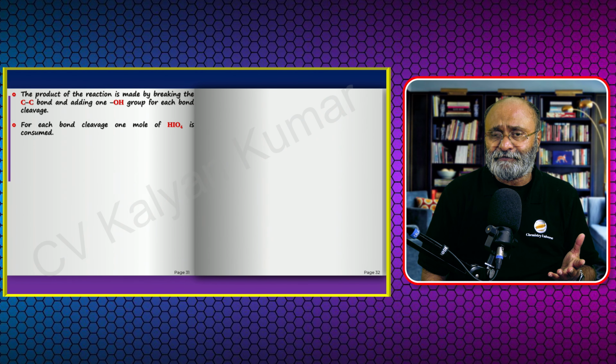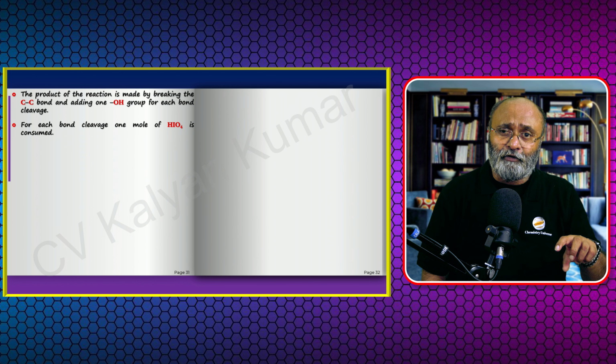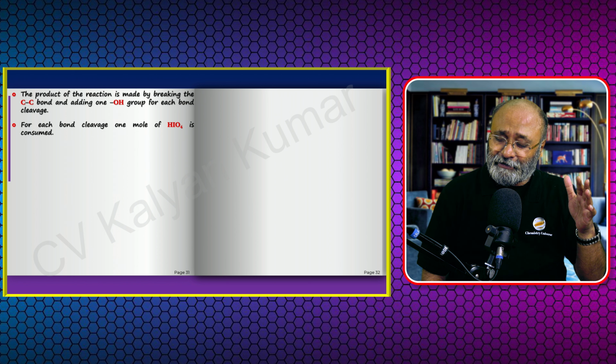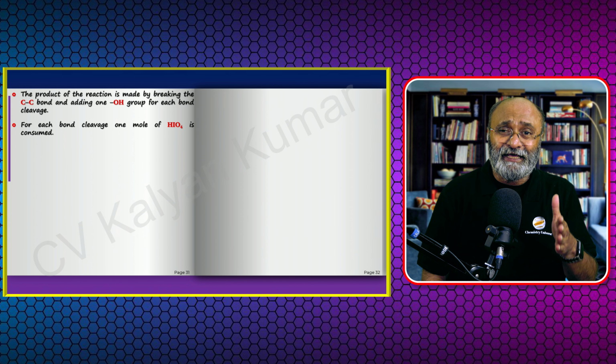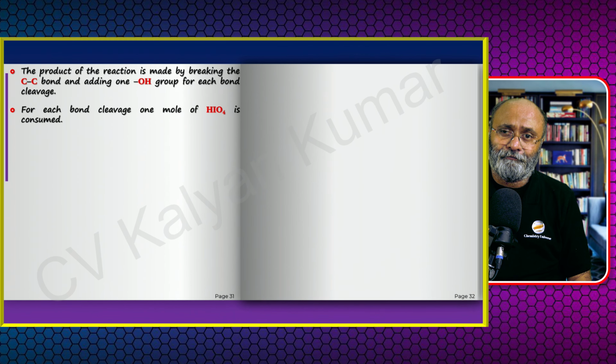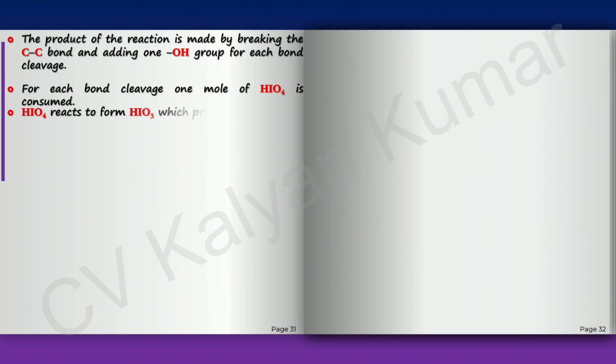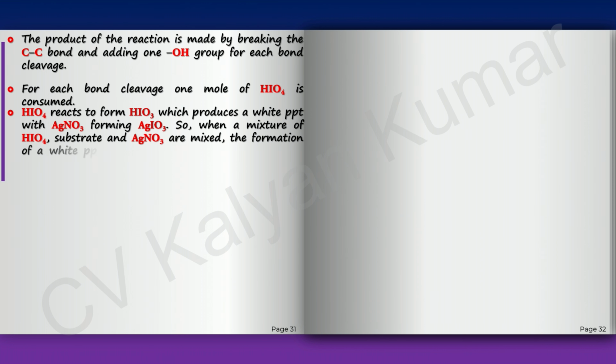The way it is used as a test is that HIO4 forms HIO3, because it will oxidize the other one, itself getting reduced. If you add AgNO3, it will react with HIO3 to give AgIO3, which is a white precipitate. So when a mixture of HIO4, substrate and AgNO3 are mixed, the formation of a white PPT confirms the presence of any of the substrates listed earlier.